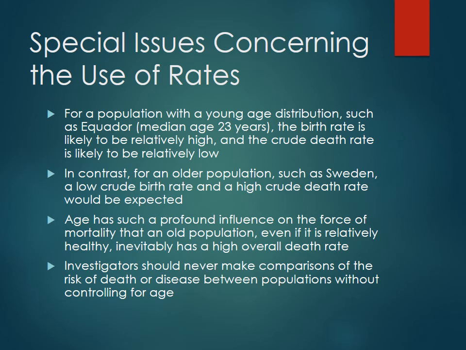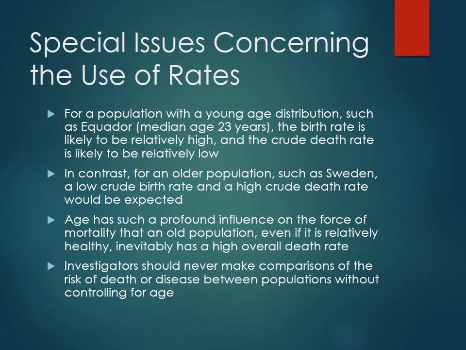You have a younger population, they're going to be reproducing more frequently, and thus the crude death rate is likely to be pretty low. In contrast, for the older populations such as Sweden, they have a low crude birth rate and a higher crude death rate would be expected just because they're skewing older, right? They're not reproducing as frequently, and older patients are just more likely to succumb to mortality.